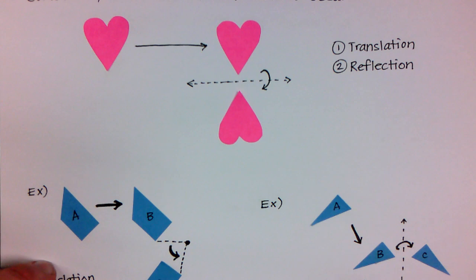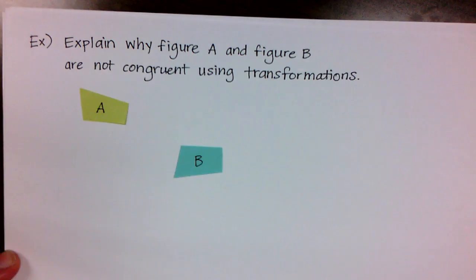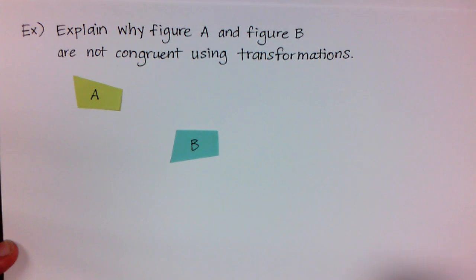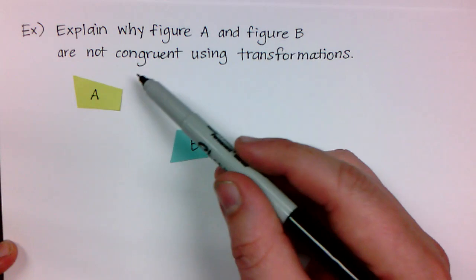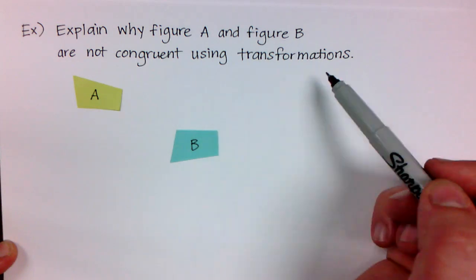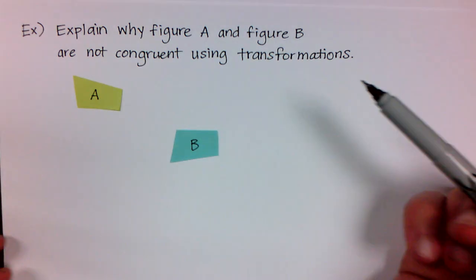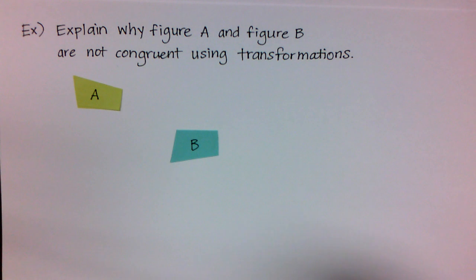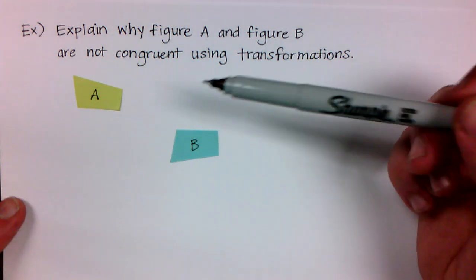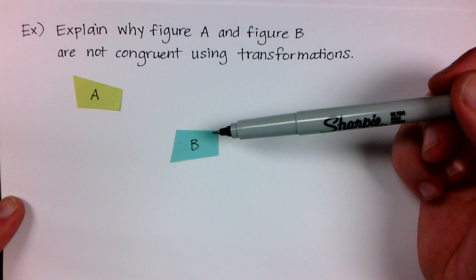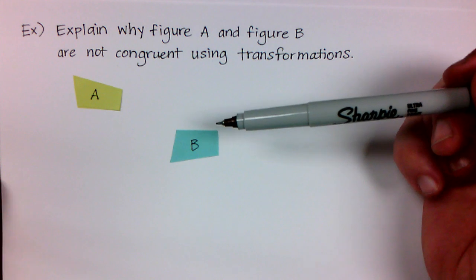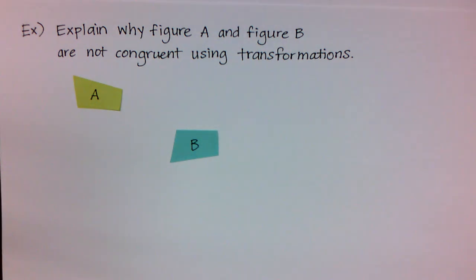Okay, we're almost done. So I'm going to give you an example that we're going to end on. And it's going to be a little bit tricky. Okay? In this example, it says, explain why figure A and figure B are not congruent using transformations. So if this was you and you were given this problem, I would think automatically, well, I don't know, they look like they're the same shape. It just kind of looks like it's flipped and just moved a little bit down south. So I don't know, how would I do this?